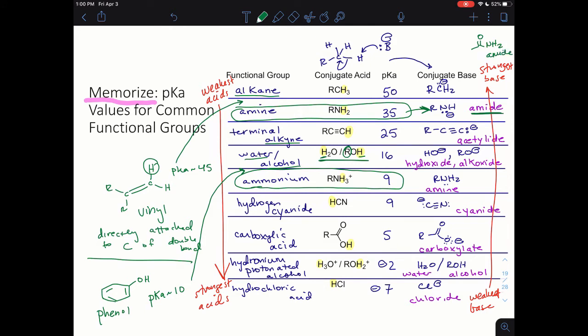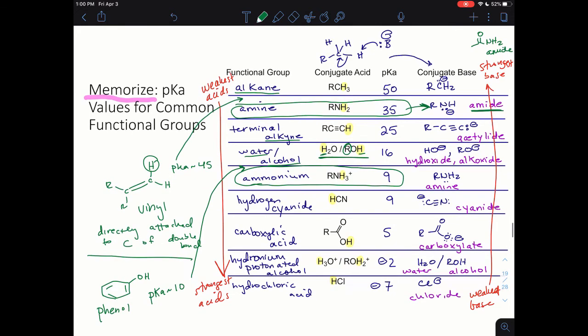All right, so we'll think more about what's going on here and what the trends are, and explain some of this data as we move on to the next lesson. But for now, you can memorize these pKa values for common functional groups.